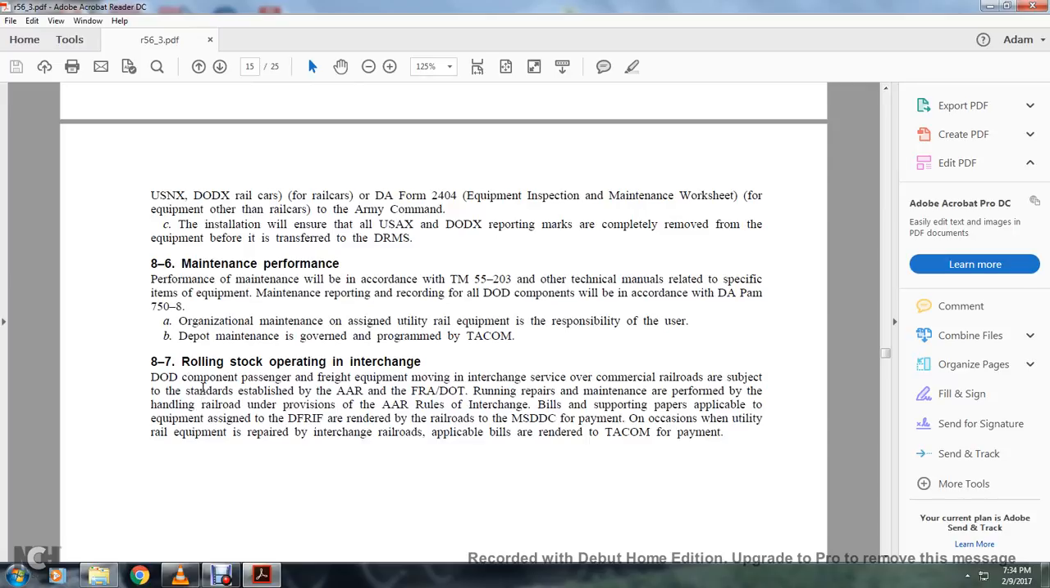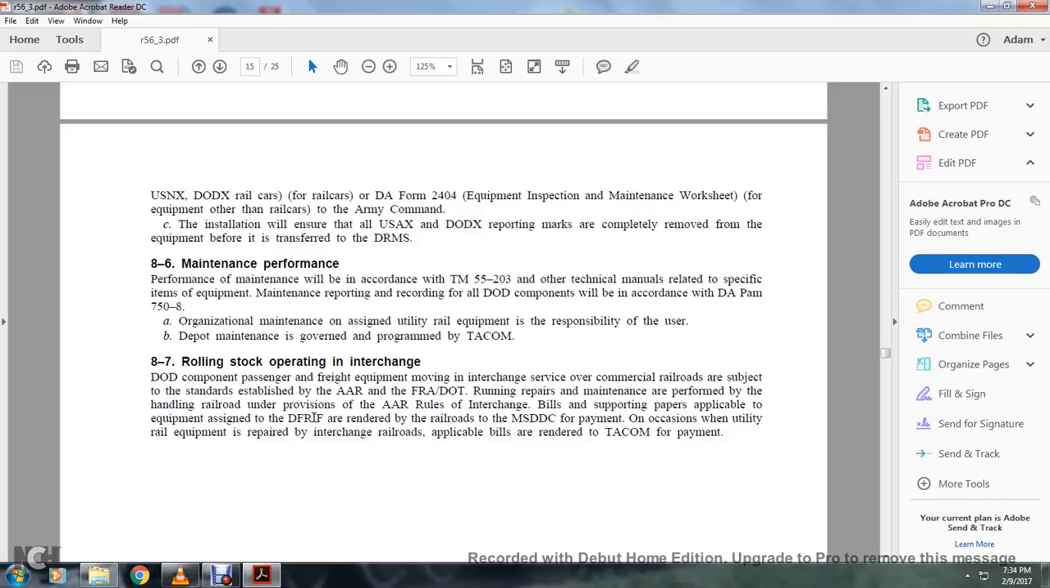8-7 Rolling stock operating in interchange. Department of Defense components manage passenger and freight equipment moving in interchange service over other commercial railroads, subject to the same rules established by the Association of American Railroads and the FRA. Running repairs and maintenance are performed by the handling railroads under the provisions of the Association of American Railroads interchange rules and billing papers applicable to the equipment designated by the defense fleet.